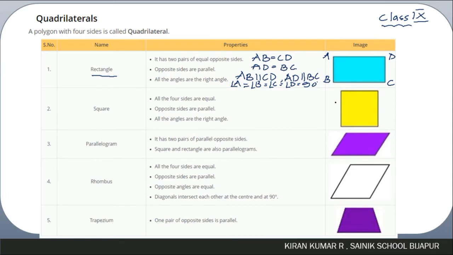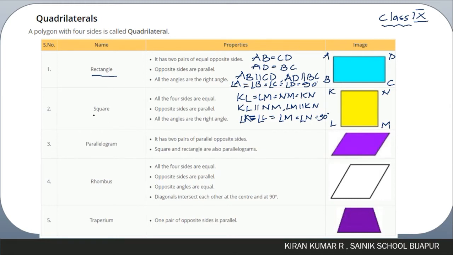Look at this figure. I have named the figure as KLMN. In this figure, we have KL equal to LM equal to NM equal to KN. All the sides are equal. Not only that, opposite sides are parallel. KL is parallel to MN, LM is parallel to KN. Opposite sides are parallel to each other. And the angle measures: angle K will be equal to angle L, equal to angle M, equal to angle N. Each of these angles is 90 degrees.